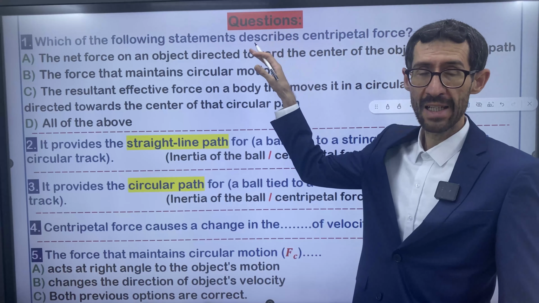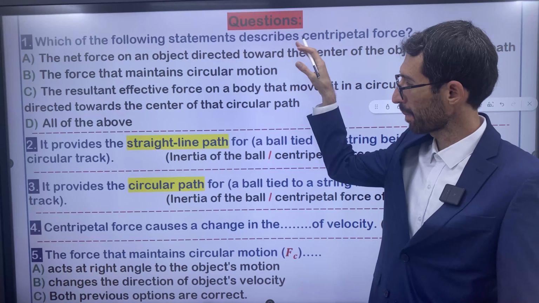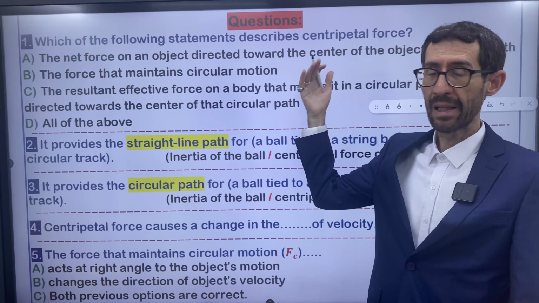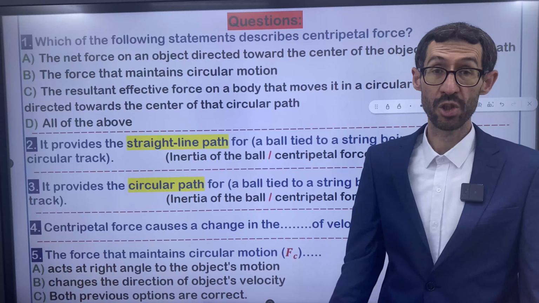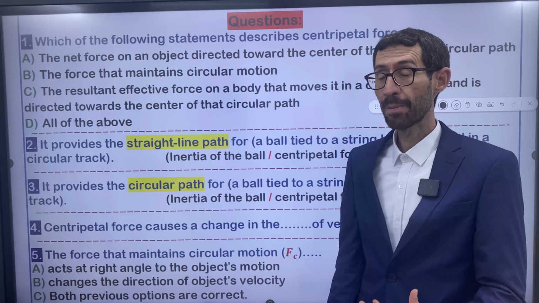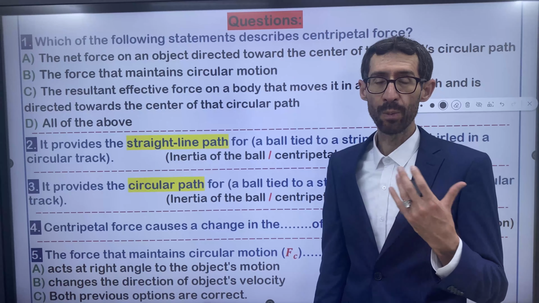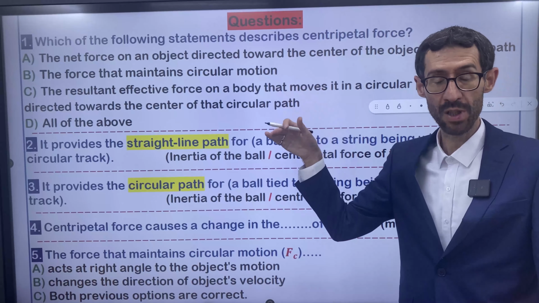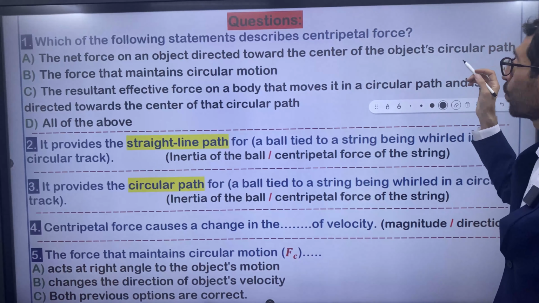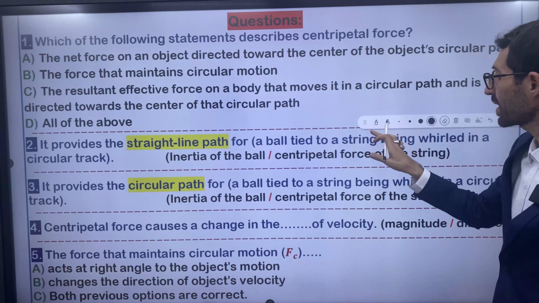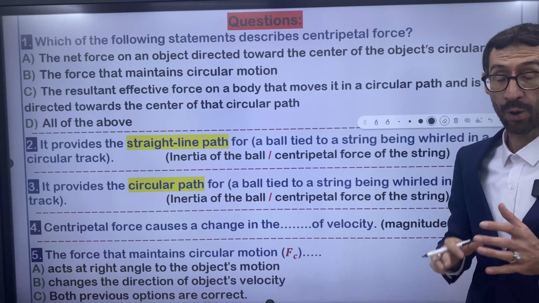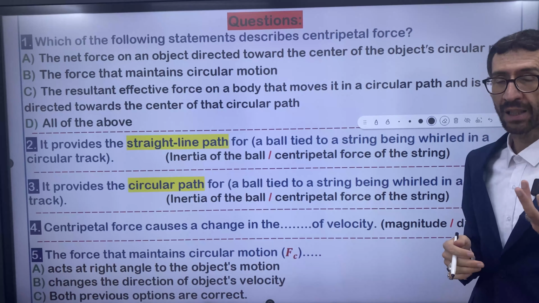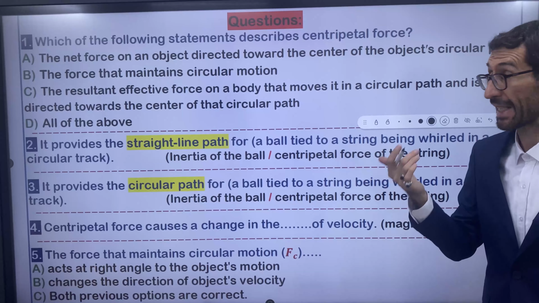I prepared these questions for you. These questions have to do with centripetal force. But before I start answering them, I'm going to add one more note and jog your memory about the information I talked about in the previous lesson.